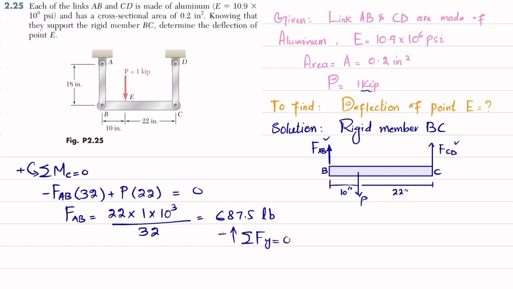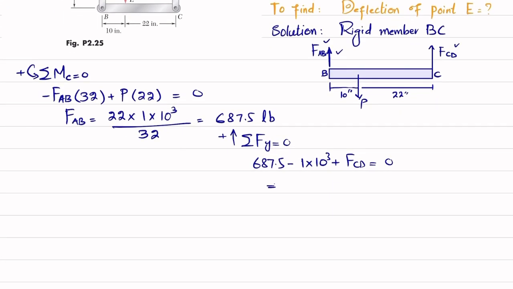Now you can find FCD by using another equilibrium condition, that sum of all forces along y direction must be equal to 0, taking the upward force as positive. So one force is FAB, which is 687.5, that is upward, minus P, which is 1 kip, so 1 into 10 raised to power 3, plus FCD is equal to 0. So again, when you solve this, you will get FCD is equal to 312.5 pounds. Now you have both FAB and FCD.